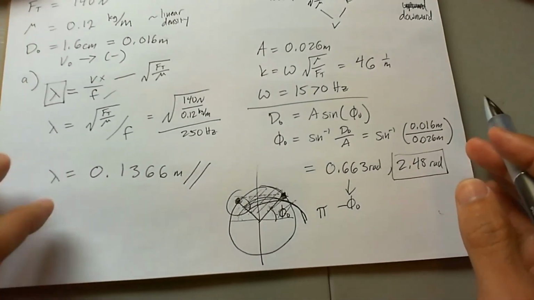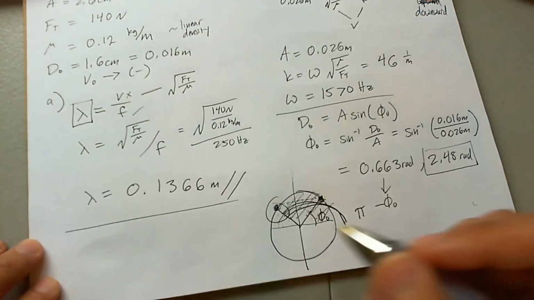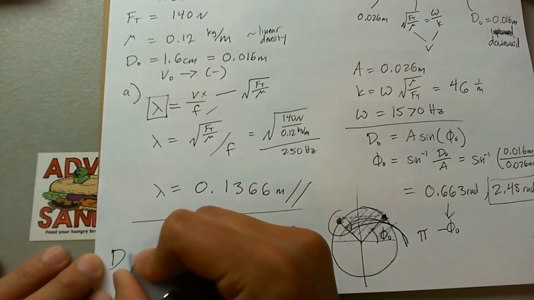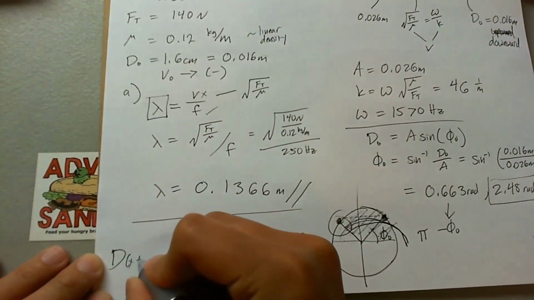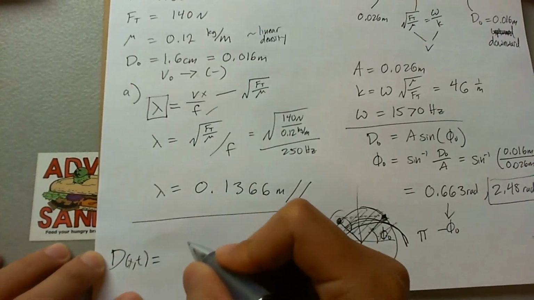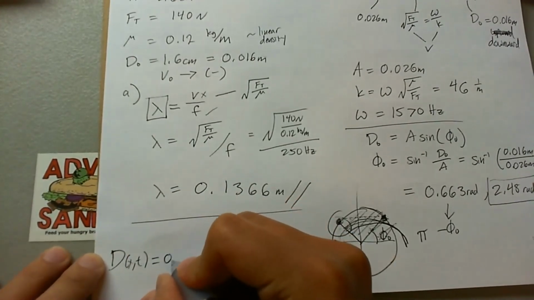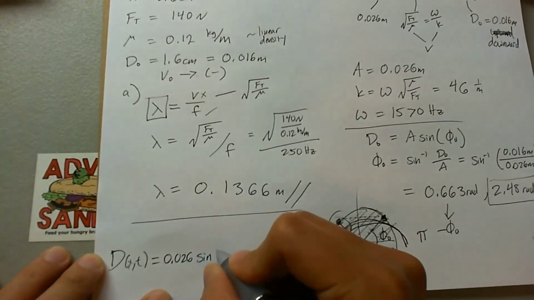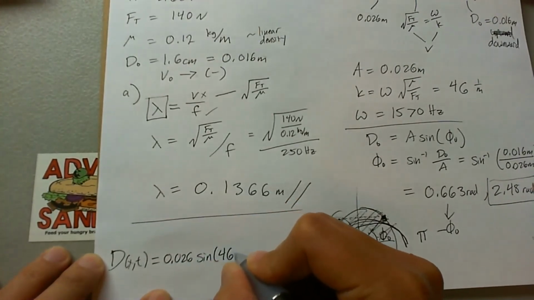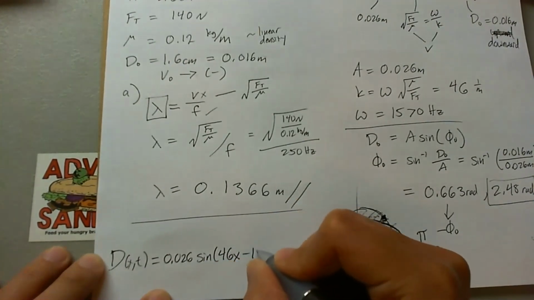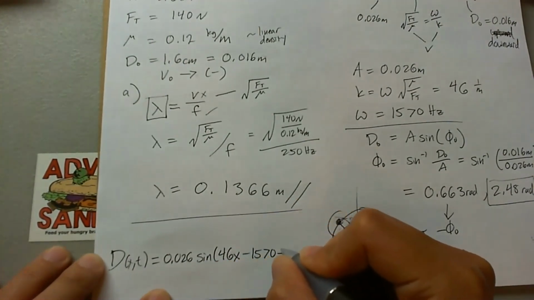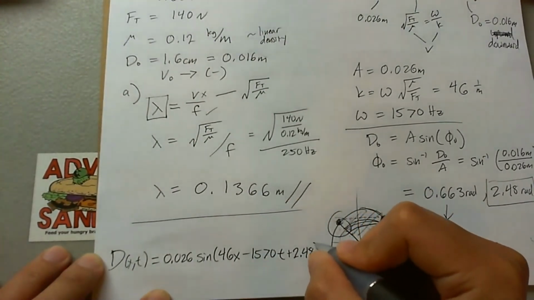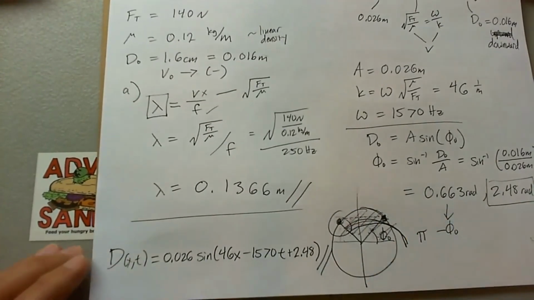So now, going back over here because of room issues, we have D with respect to x and t is going to equal 0.026 sine of 46x minus 1570t plus 2.48. And that's going to be our value of the displacement function.